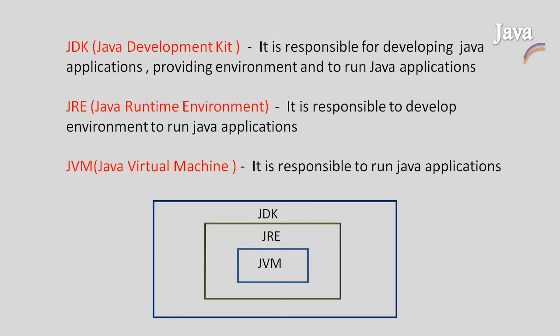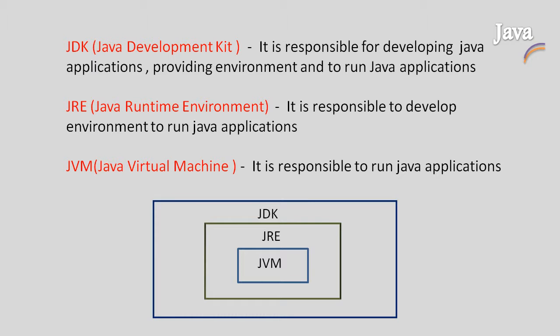JRE is known as Java Runtime Environment. It is responsible to develop environment to run Java applications. JVM is known as Java Virtual Machine and it is responsible to run Java applications. So when you will install JDK in your machine, in your system, automatically the JRE and JVM will also be installed.